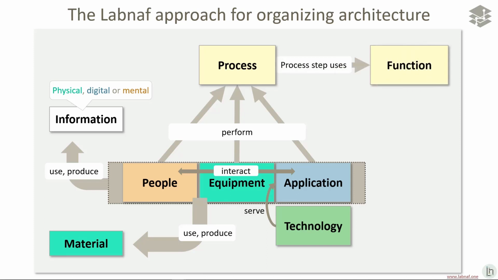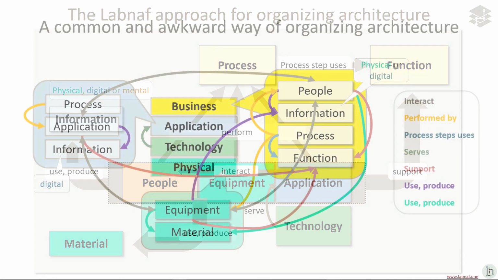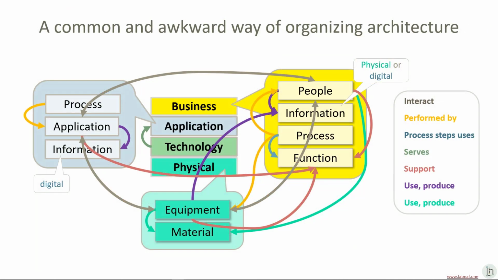Each step in a process uses functions, one or several functions. Functions are also used for classifying people, equipment, applications, and information. So, this is the real world, and it is therefore a simple and efficient way to organize our architecture. Now, if you look at common architecture standards, they use instead an awkward approach for organizing architecture, because they are unfortunately still bound to immovable habits.